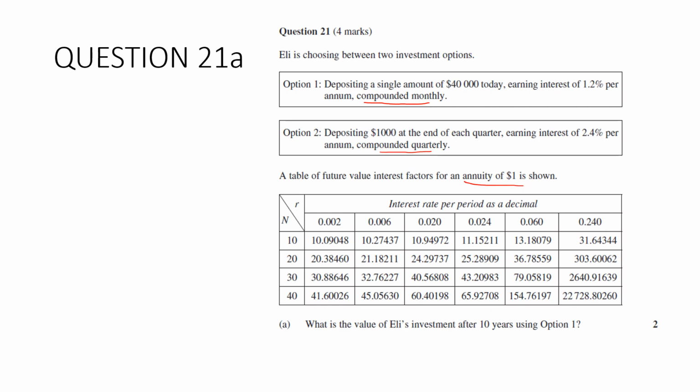Okay, so this is a single amount, $40,000 today. Interest of 1.2% per annum compounded monthly. So r is going to be 1.2 divided by 12, which is 0.1%. And after 10 years, and we want it monthly, so n is equal to 10 times 12 is equal to 120.